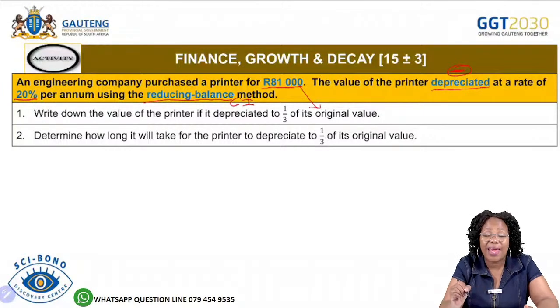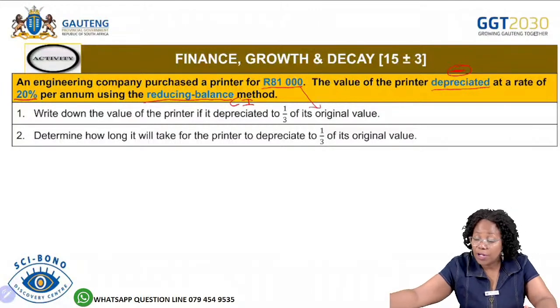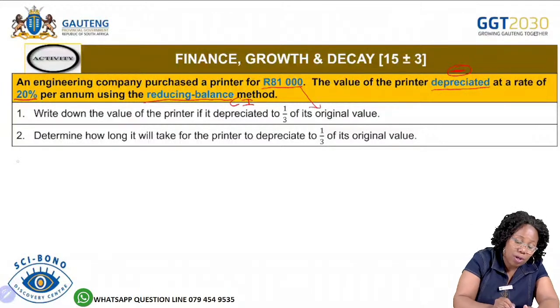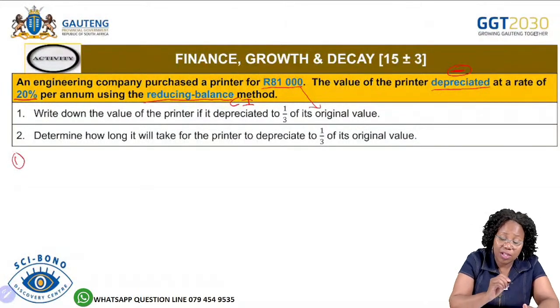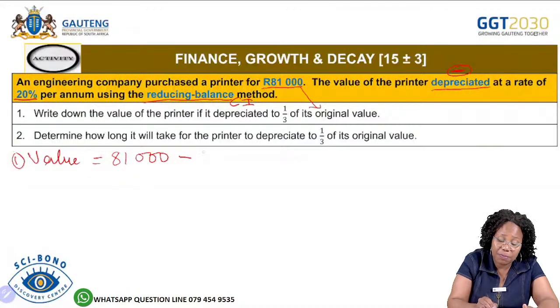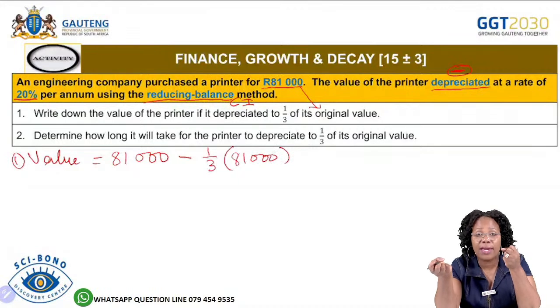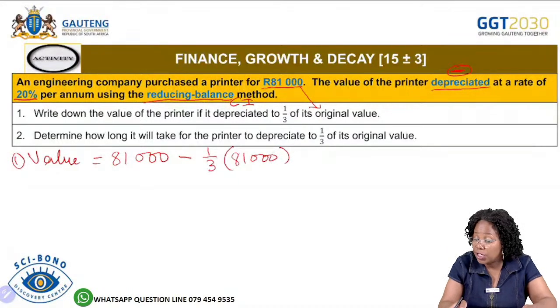Now this value has depreciated by 1/3 of its original value. And what is the new value of the printer now after depreciation? So now let's calculate that. Remember the initial value, our value will be equal to the 81,000 that we were having initially, minus, remember we have depreciated by 1/3 of the original 81,000. Or you can start by calculating the 1/3 of 81 and then subtract that amount from the 81,000.